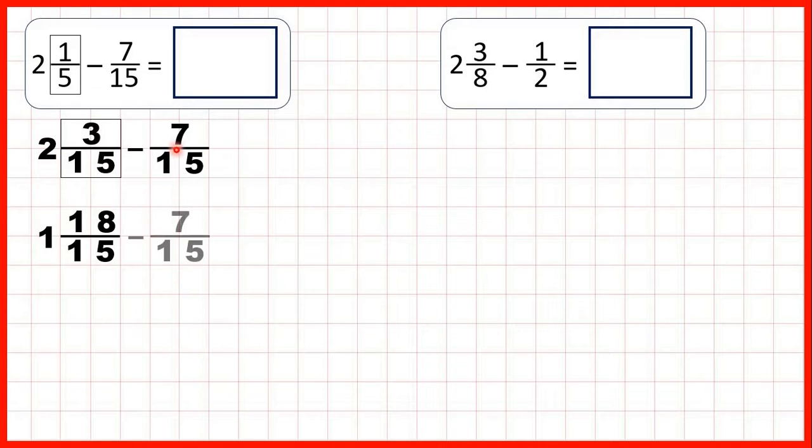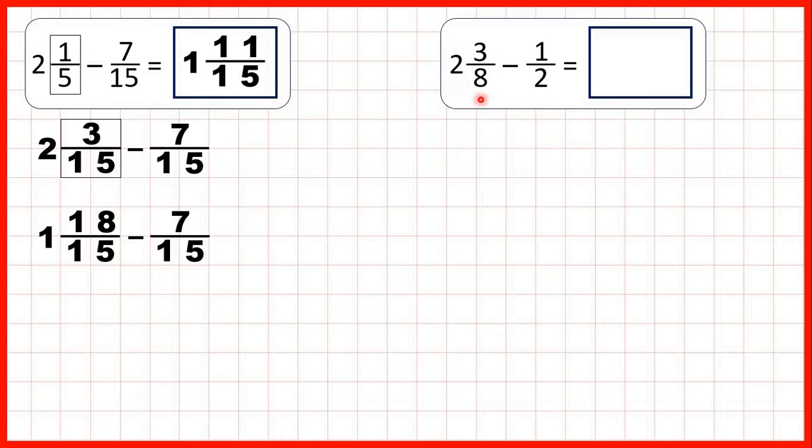But now we can subtract our 7/15. So 18/15 minus 7/15 is 11/15, and then we now have only 1 whole, and we're not taking any wholes away, so we have 1 whole in our answer.